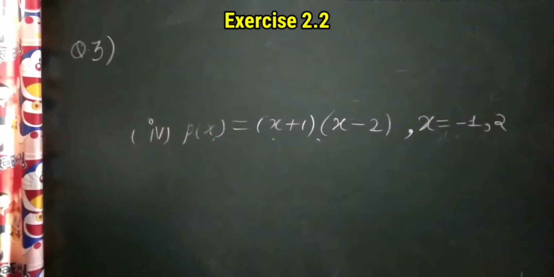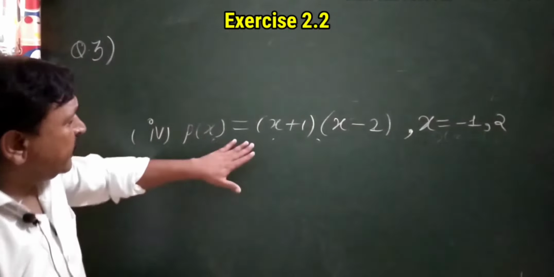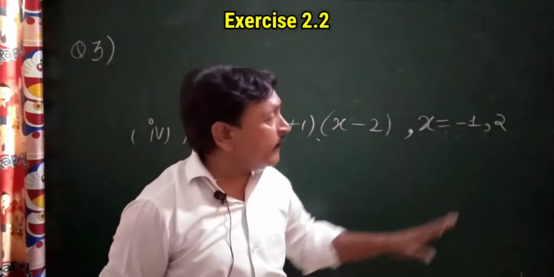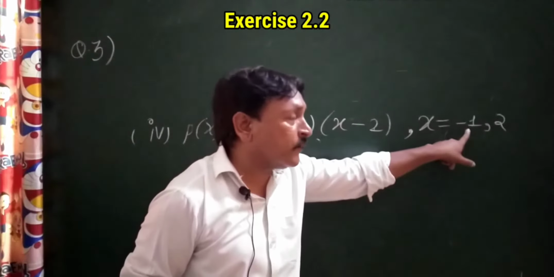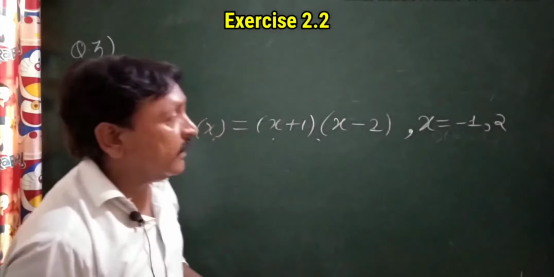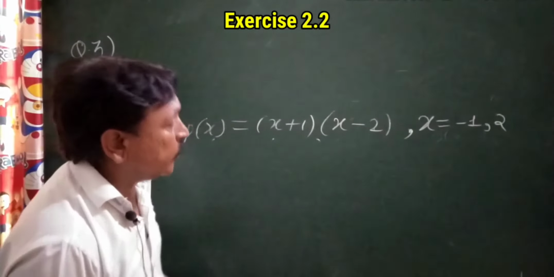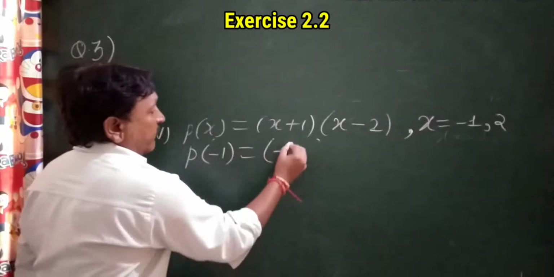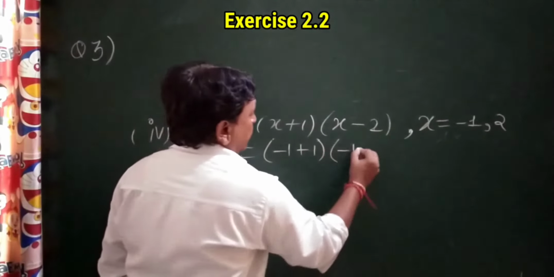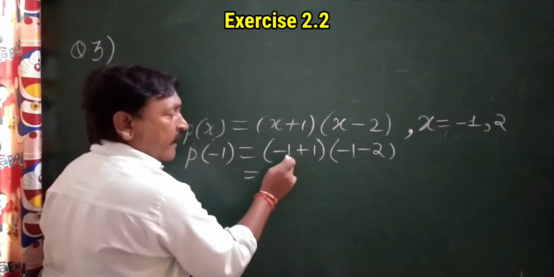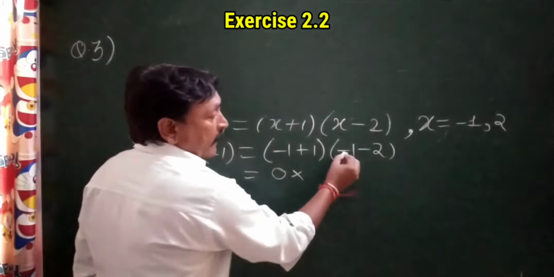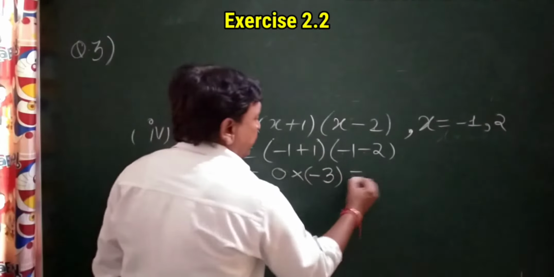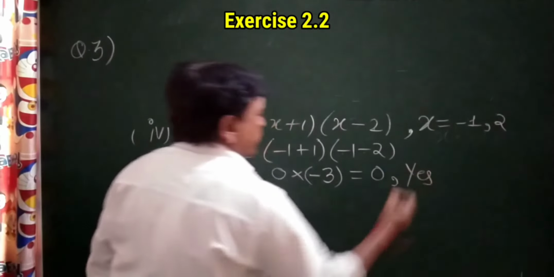Okay students, now see part 4. In part 4 a polynomial is given, and again two values are given, minus 1 and 2. So we have to substitute in place of x, first of all minus 1 and then 2, and check whether they are the zeros of this polynomial or not. First of all, substitute minus 1. Minus 1 plus 1 minus 1 minus 2. Plus minus cancel, it will become 0. Minus minus plus, but with the minus sign, it will become minus 3. And the answer will be 0. So we can say yes, it is a 0 of this polynomial.